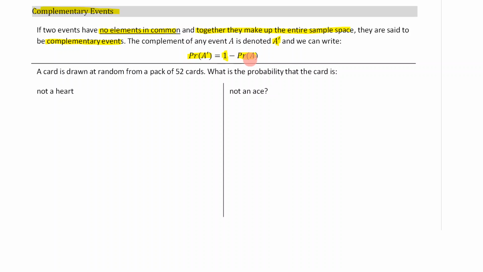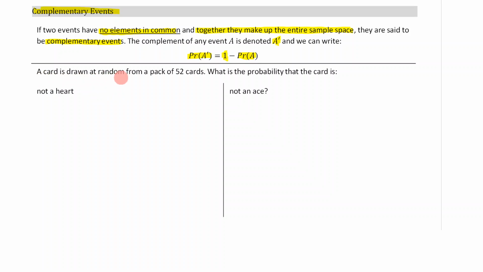So as we spoke about before, because we know that the sum of all probabilities is going to be equal to 1, and in a case when we know there are no elements in common and together they make up the entire sample space, if we want to figure out the probability of something not occurring, we just go 1 minus the probability of it occurring. So let's go through this example now and it'll make a bit more sense out of what we've just said.